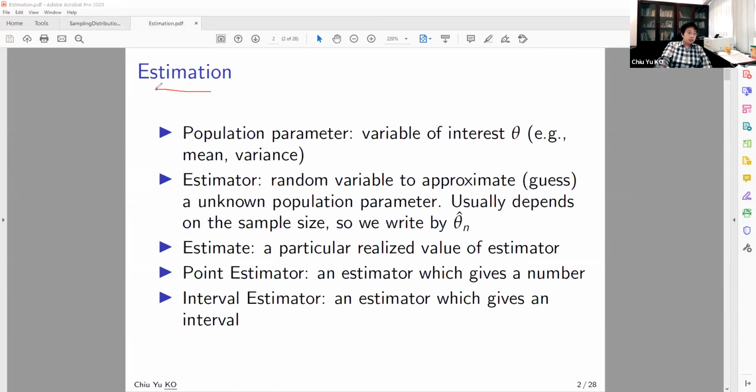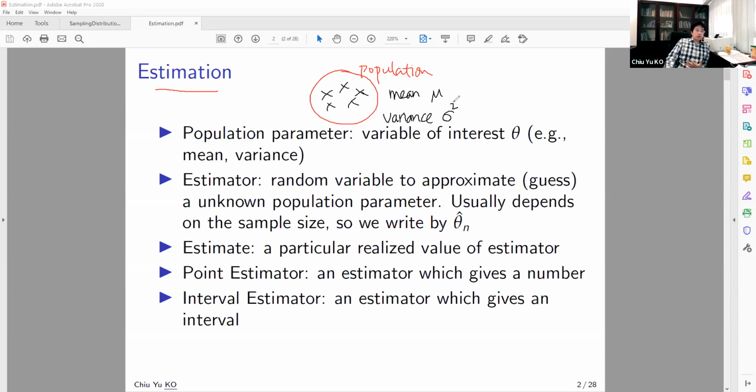So estimation. I think it's very useful to have this graph, right? The population, and there are some observations here. What we want is to study some property of this. We may want to know the mean of the population, which we denote as mu, or sometimes we want to know the variance. Why do you care about this? For those who do finance, you care about the mean return, or the variance of the return of the stock. You want to guess these two especially.